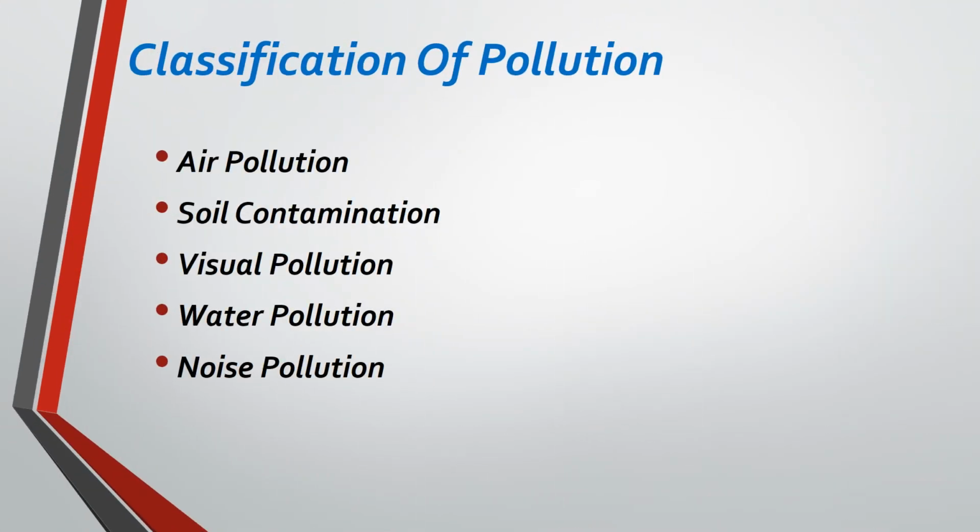Classification of pollution. Pollution is classified into many categories on the basis of its types. There is air pollution, the contamination of air; soil contamination, the contamination of soil; visual pollution, in which we can't visualize anything easily; water pollution, the contamination of water; and noise pollution, when we have too much noise in our environment.